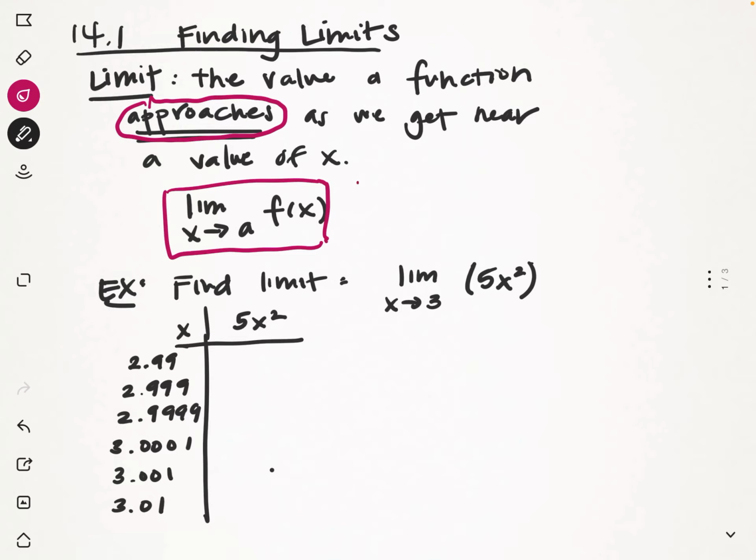So when we have a limit, it looks like this. We read this as the limit as x approaches a of f of x, so whatever the function is. Today we're going to be focusing on tables, so we can see, using a table, the value that our function is approaching as we're headed towards a number. So let's just jump right into our example.